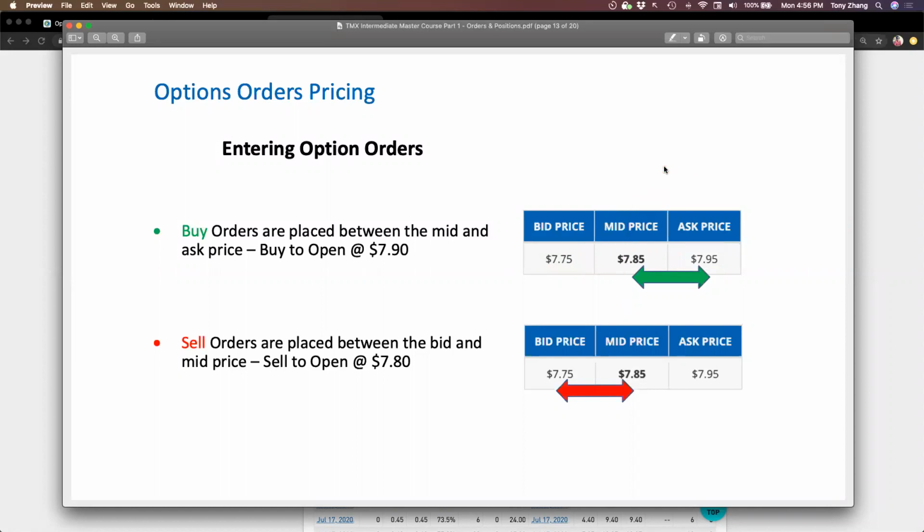Same thing for when you're selling, right? You have a sticker price. Someone is willing to buy it from you at $7.75, and you say, I want a little bit more. I don't want just $7.75. It's like selling a used car, and you say, I want $1,000 for the car, and someone says, no, I'll give you $700. You say, well, that's not good enough for me, so I'll counter offer. I'll sell it to you for $7.80. And that is an order that now sits out there.